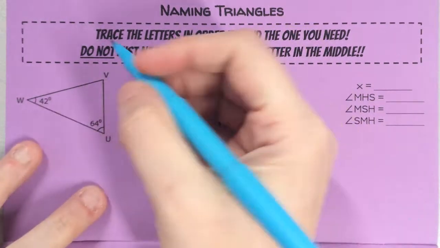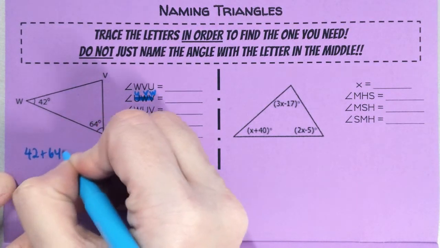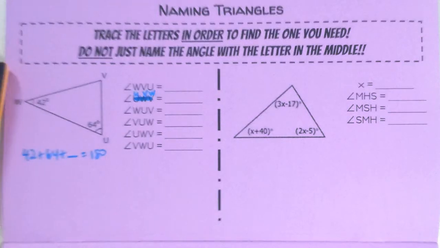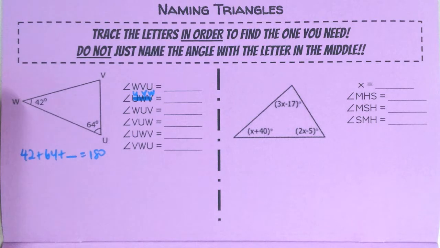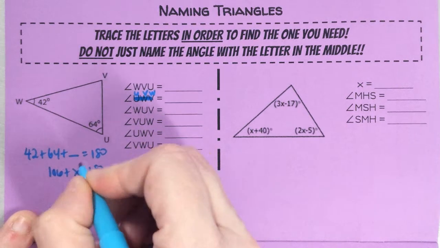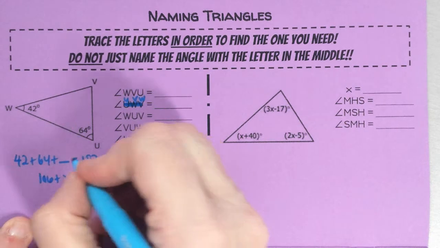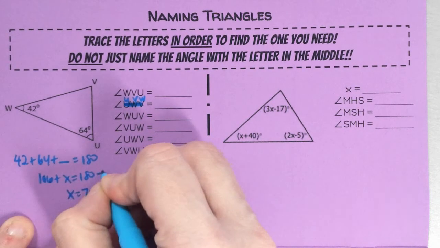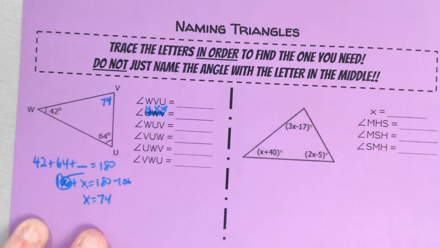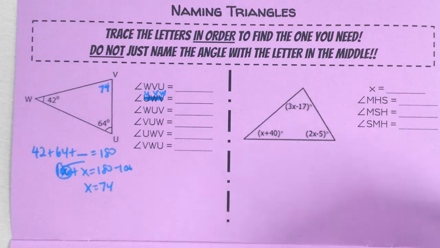If I know that this should all add to 180, I have 42 plus 64 plus something equals 180. Well, if I add up 42 plus 64, I get 106. And then if I subtract 106 from 180, I get 74. So that means this angle is 74 degrees. We're going to talk about that a little bit more in the next part.